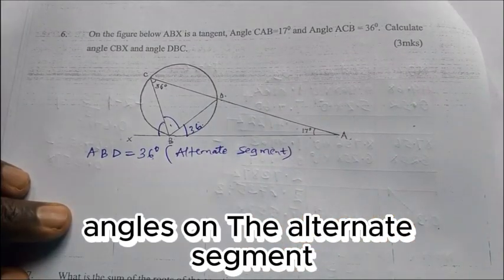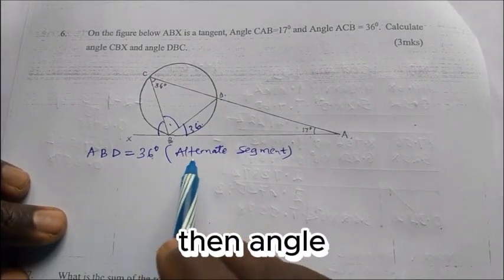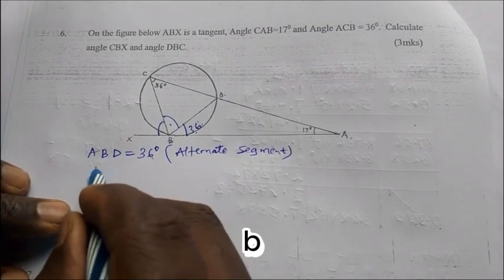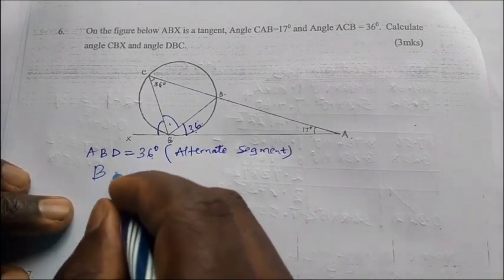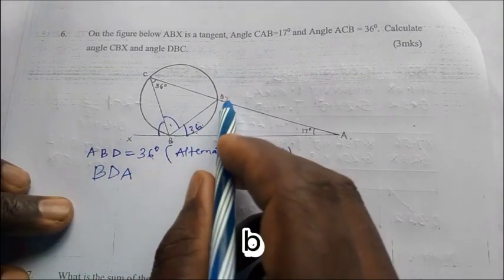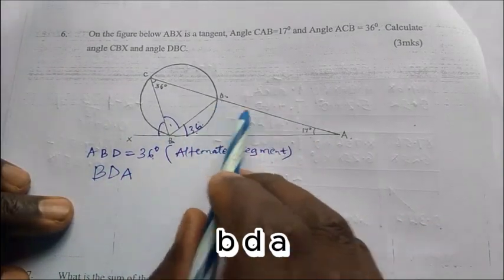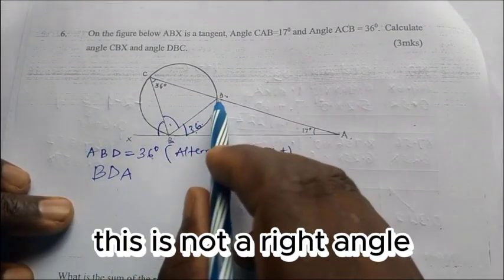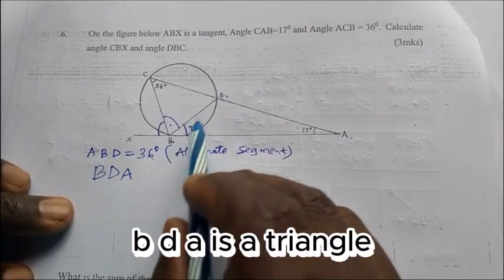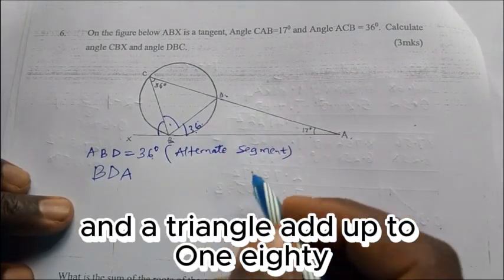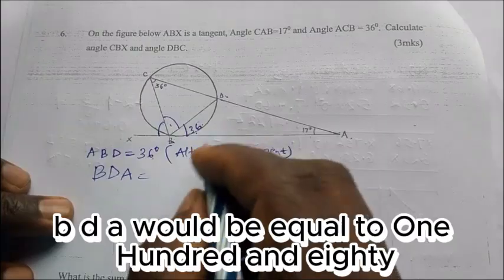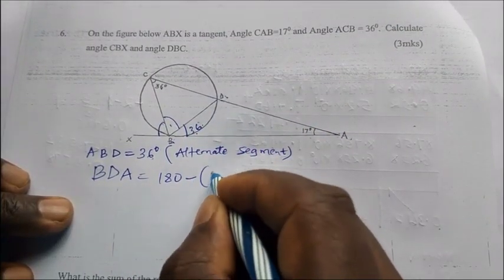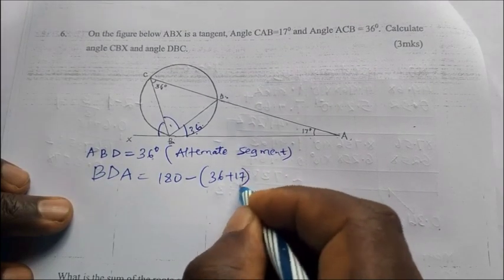Angles on the alternate segment are the same. Then if this is 36, then angle BDA is equal to... because this is a triangle, BDA is a triangle, and angles in a triangle add up to 180. Therefore, BDA would be equal to 180, the total angles inside here, minus 36 plus 17.